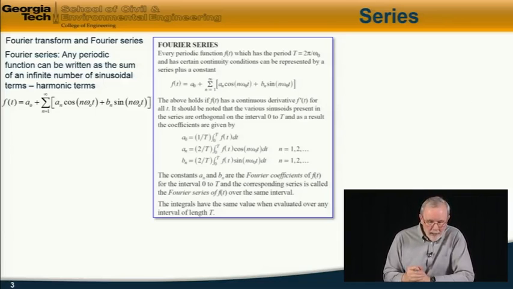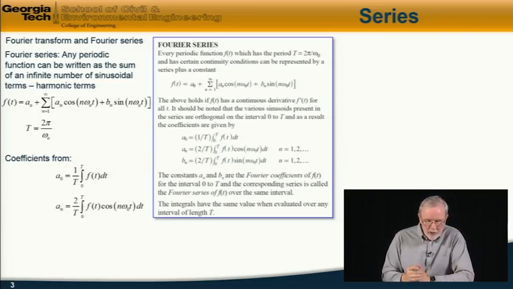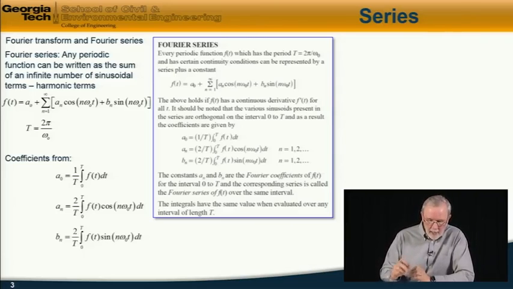The Fourier series, I'm sorry, f of t is equal to a0 plus the summation from n equals 1 to infinity of an cosine, etc., where T is equal to 2 pi over omega 0, the period of the function, and the coefficients an, etc., are obtained from these expressions. A0 equals 1 over T integral from 0 to T of the function f of t dt. An is 2 over T integral of f of t cosine n omega 0 t, and bn is 2 over T integral of f of t sine n omega 0 t.